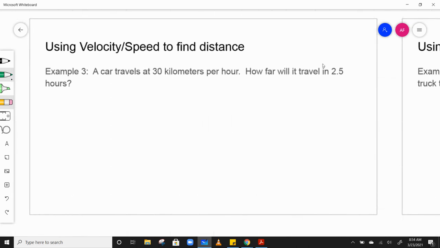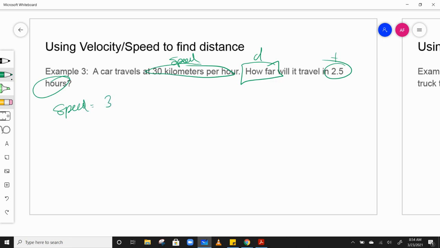Okay, we have a car traveling 30 kilometers per hour. That's our speed. How far? So we want to know how far. That's our distance. And 2.5 hours. That's our time. So speed is 30 kilometers per hour. Distance we don't know. And our time is 2.5 hours.